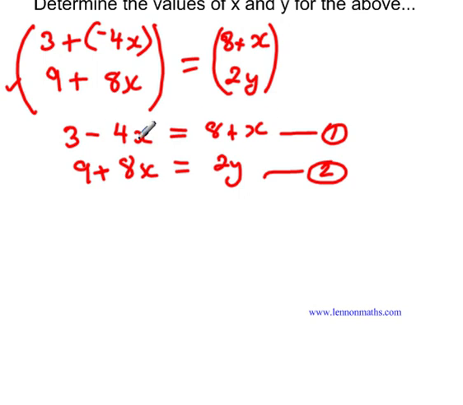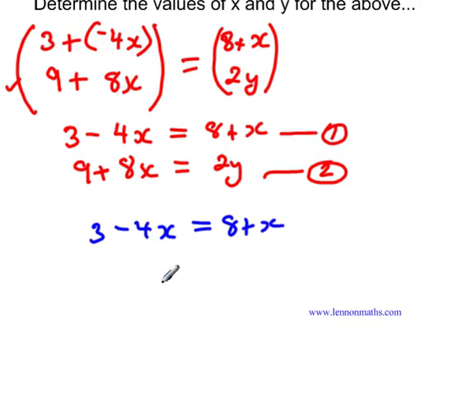So the best thing to do is to solve for x. And once we find the x value, replace it here. And we'll only have one unknown in that instant, which will be y, which we could solve for then. So let's solve for x. I'm going to write back this first equation: 3 minus 4x is equal to 8 plus x.